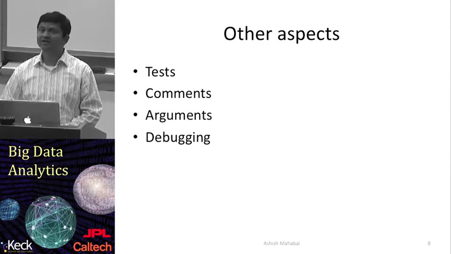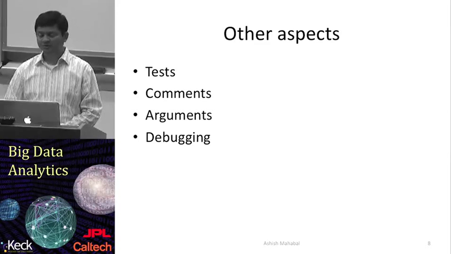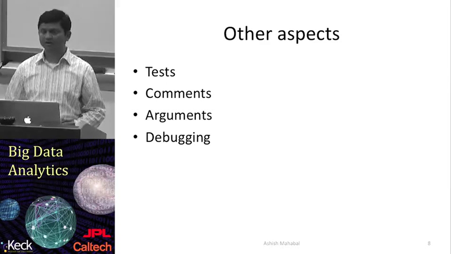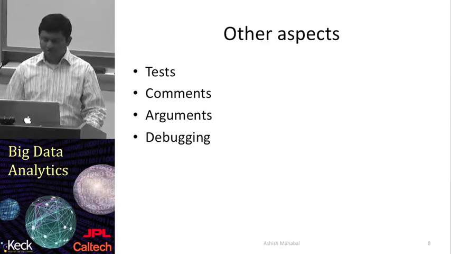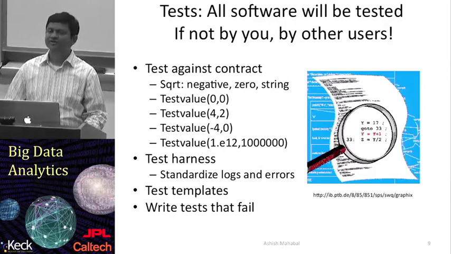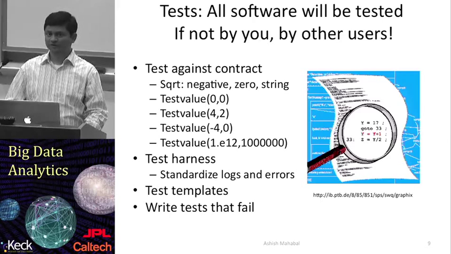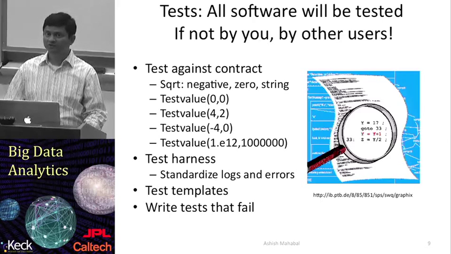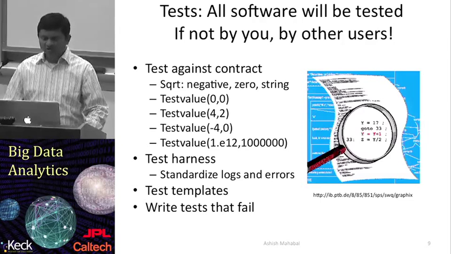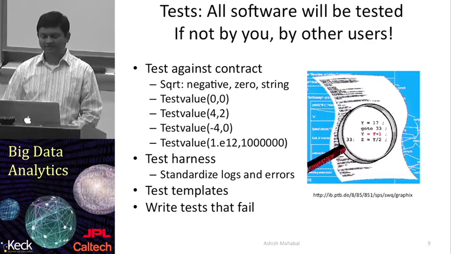Some more aspects: testing, how to write tests, how to use tests, what kind of comments should be used, what kind of arguments should be there in a program, and how debugging can be done. So let's revisit tests. We just briefly touched upon it earlier. One thing that you should remember is that someone is going to test your software, and if you don't do it yourself, your users will, and if bugs are found at that time, then in some cases it may be too late. So you can do the test also against the contract that specific functions have.